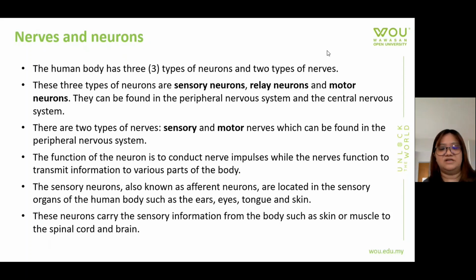Sensory neurons are also known as afferent neurons, and they are mostly located in sensory organs. Sensory organs in our human body are such as our ears, our eyes, our tongues, and our skin. All these organs are supposed to receive sensation. These neurons will carry the sensory information from our organs through our spinal cord and to our brain. For information to the brain, we also call our brain the central nervous system. The keyword is central.